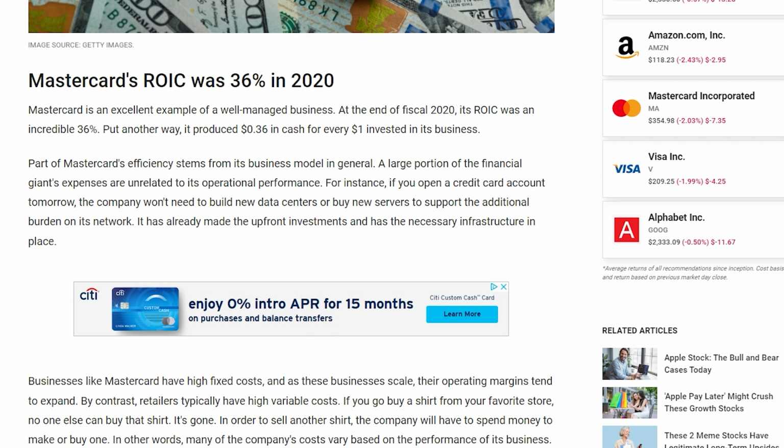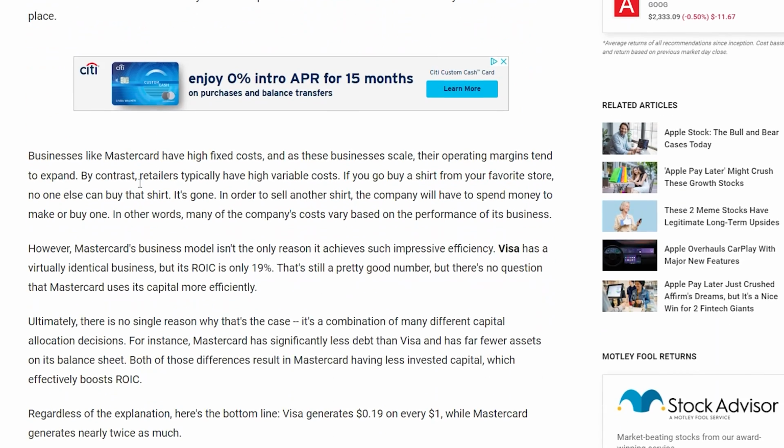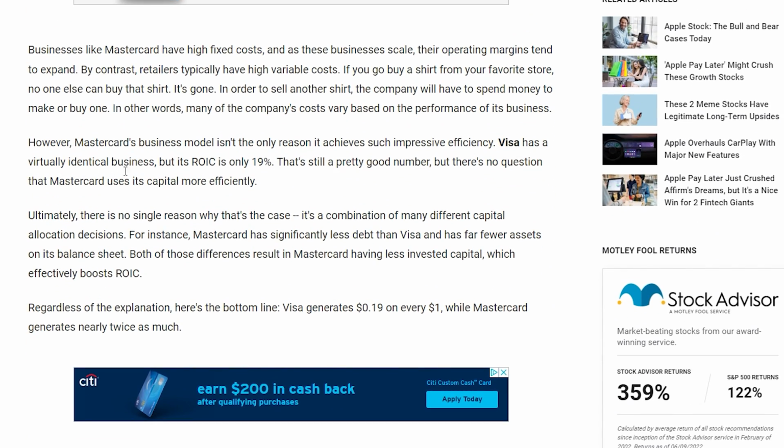Another difference is their return on invested capital. At the end of fiscal 2020, MasterCard's ROIC was an incredible 36%. Put another way, it produced 36 cents in cash for every $1 invested in its business. Visa has a virtually identical business, but its return on invested capital is only 19%. That's still very high, but MasterCard has shown it can use its capital more efficiently. This leads some investors to value MasterCard at a higher multiple.